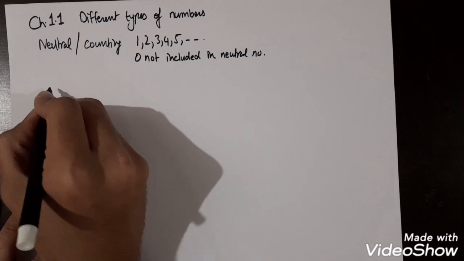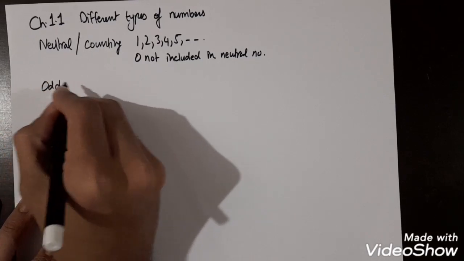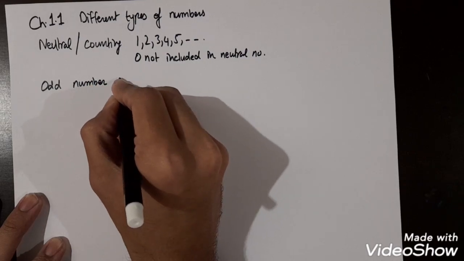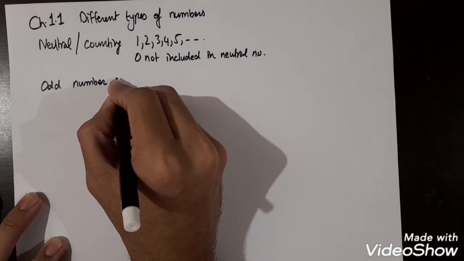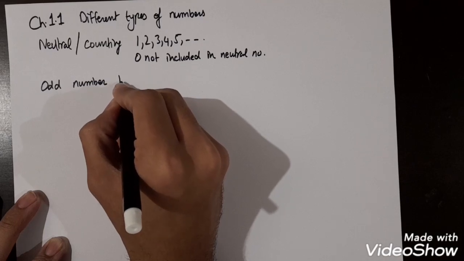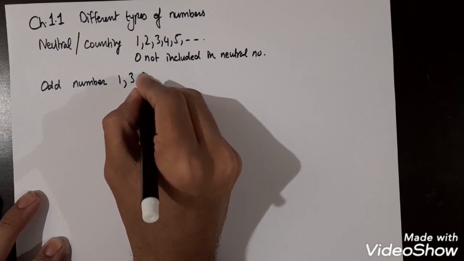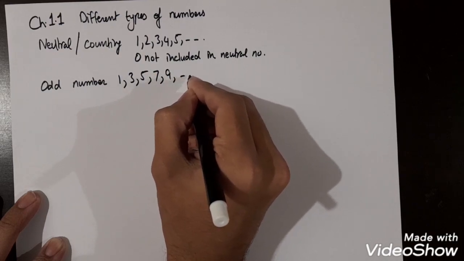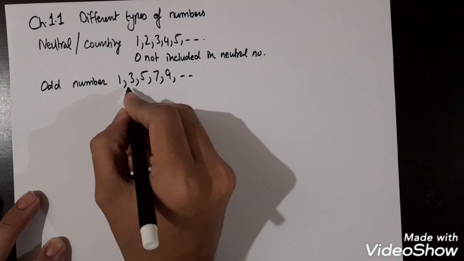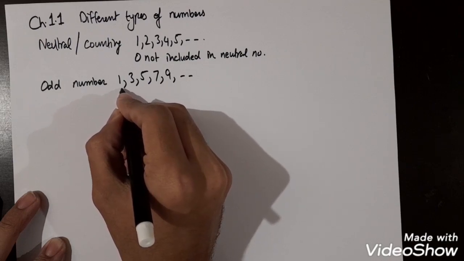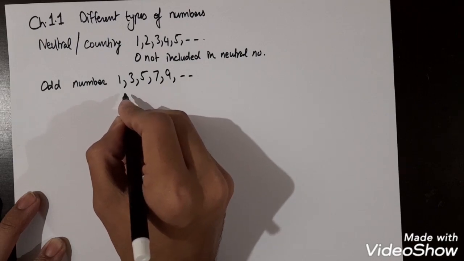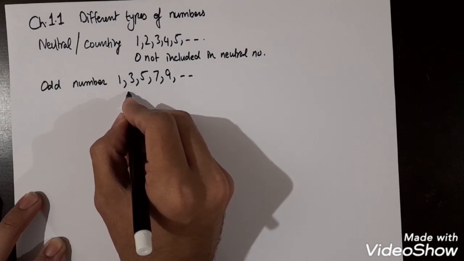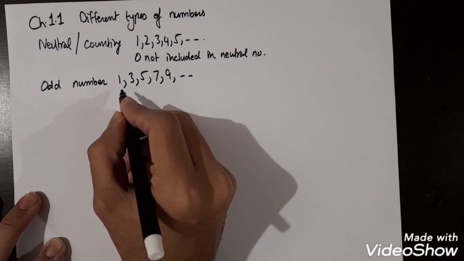Then the second is odd numbers. In odd numbers, the numbers are 1, 3, 5, 7 and 9 and onwards. These can't be divided by 2 into whole numbers. For example, if we divide 3 by 2, it will be 1.5. So this is not a whole number.